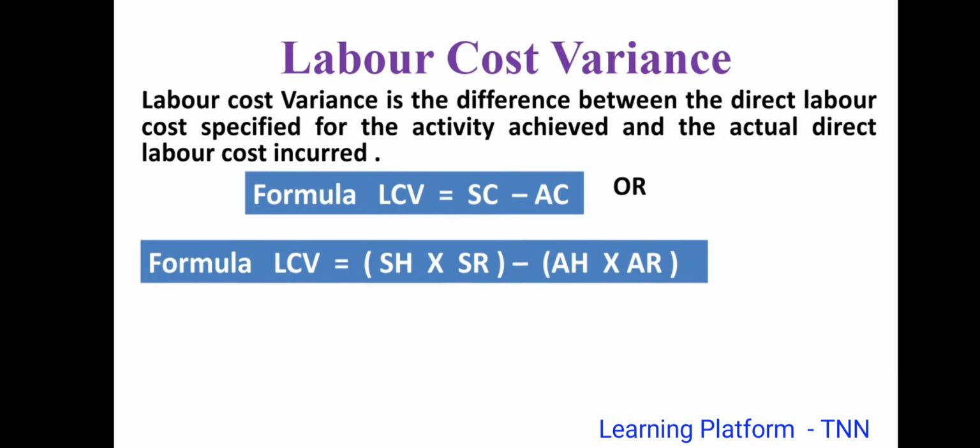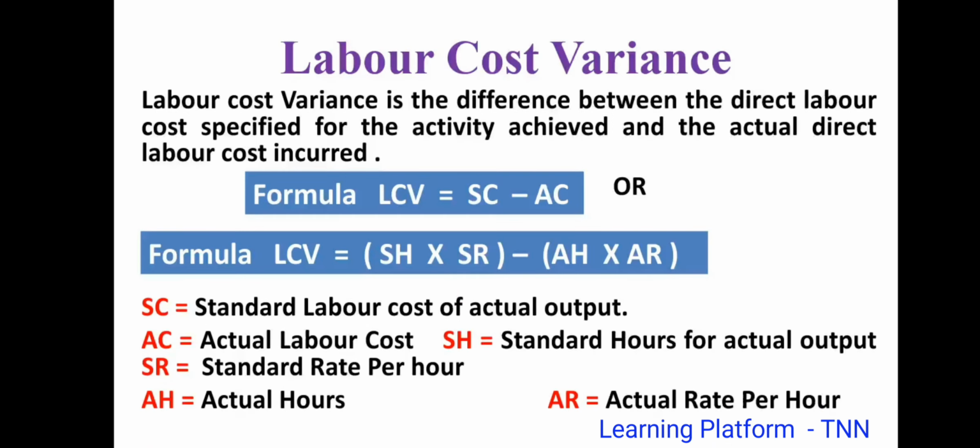So it will be calculated with a small formula. Labor cost variance is equal to standard labor cost of actual output minus actual labor cost. Or another formula: labor cost variance is equal to standard hours for actual output into standard rate per hour minus actual hours into actual rate. By simplifying these values, we'll get the labor cost variance.